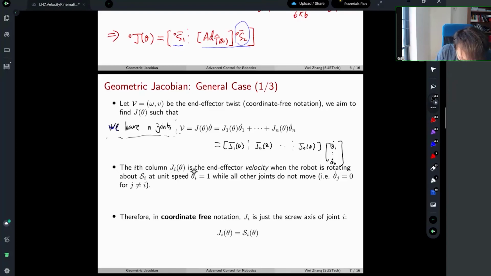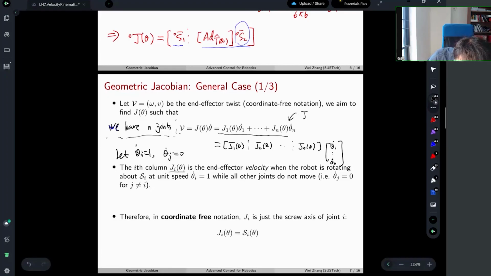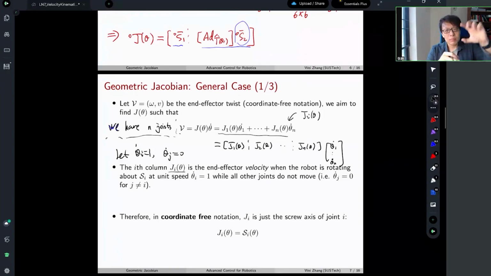Okay, and the ith column of this, Ji, is the end effector velocity when the robot is rotating about screw axis i at unit speed, while all other joints do not move. In other words, if you let theta i dot equal to 1 and all the other theta j dot be 0, then of course what you get is just Ji(theta), right? You pick the ith column by decoupling these motions, discussing them separately, or trying to find the contribution due to each joint separately. If you only rotate joint i, that gives you the ith column of the Jacobian, okay? And because of the definition of screw axis, it's nothing but the screw axis.